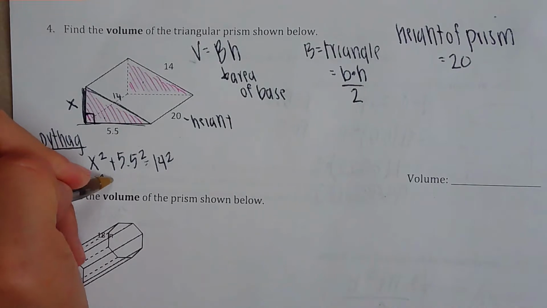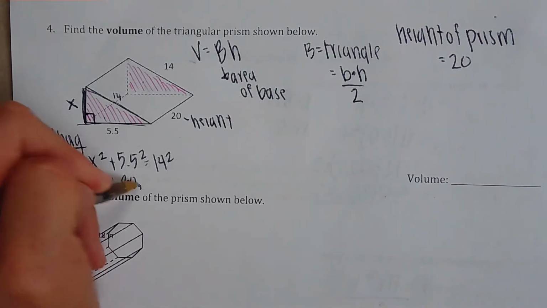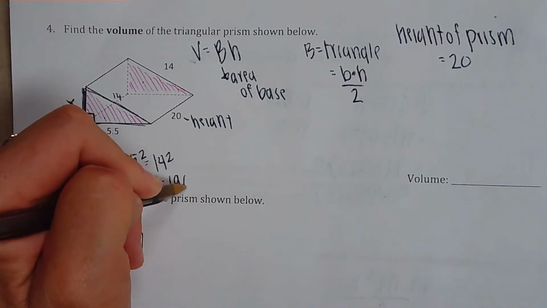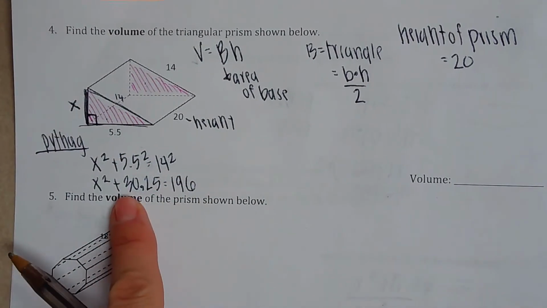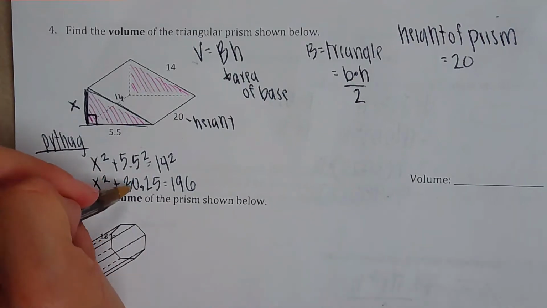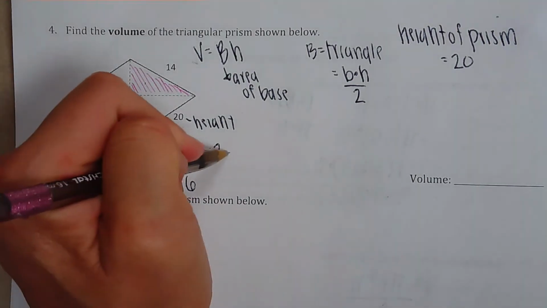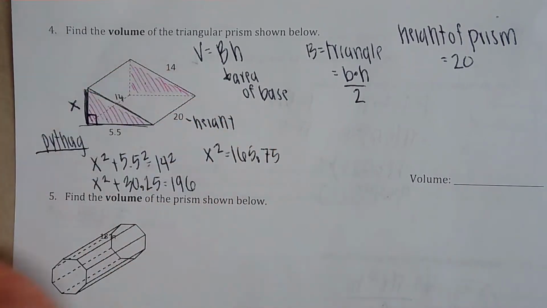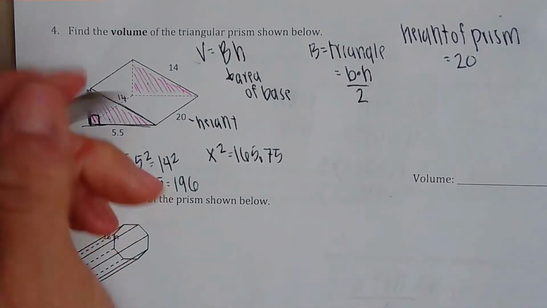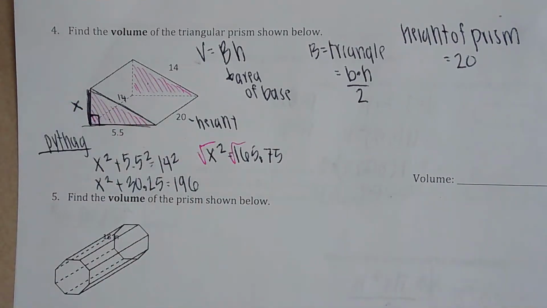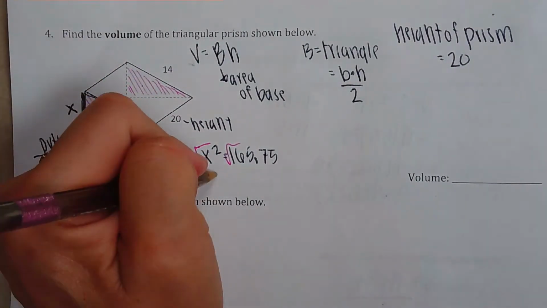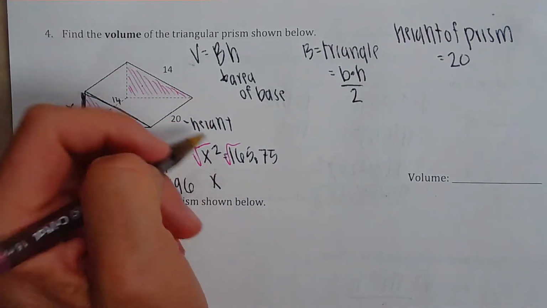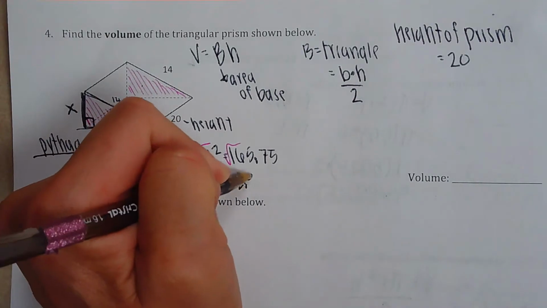All right, again, I've already done the calculation, so I'm just going to write these in here. 5.5 squared is 30.25, and 14 squared is 196. I'm going to subtract 30.25 from both sides. I'll get x squared equals 165.75. And then, of course, I've got to take the square root to get x by itself. So x, or the height of my triangular base, is going to be equal to 12.87.